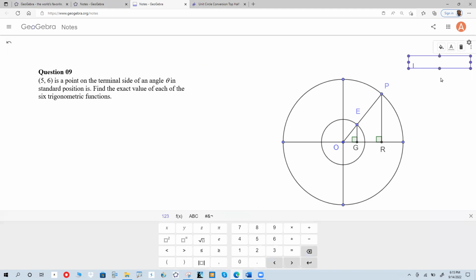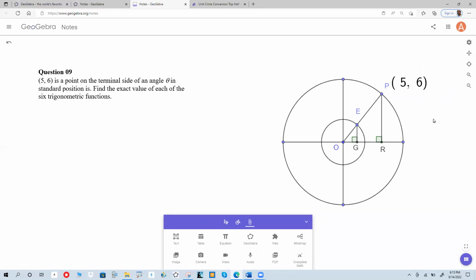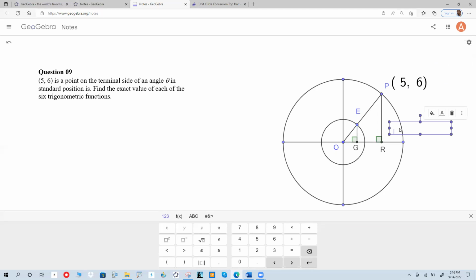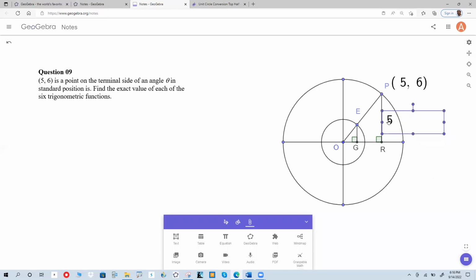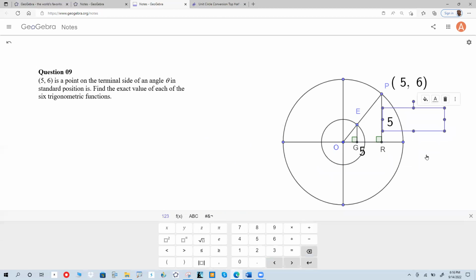So it's going to be in the first quadrant. I know that, and that's all I care about at this point. So I'm going to put the point here, and let's say these are the coordinates of point P. I would like to find the length of OP using the Pythagorean theorem. OR is 5 from the coordinates of the point. 5 is the x coordinate and 6 is the y coordinate. That makes PR 6, not 5.